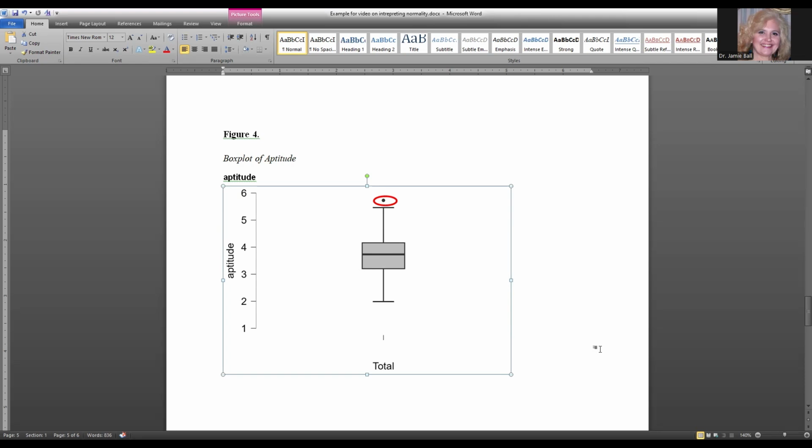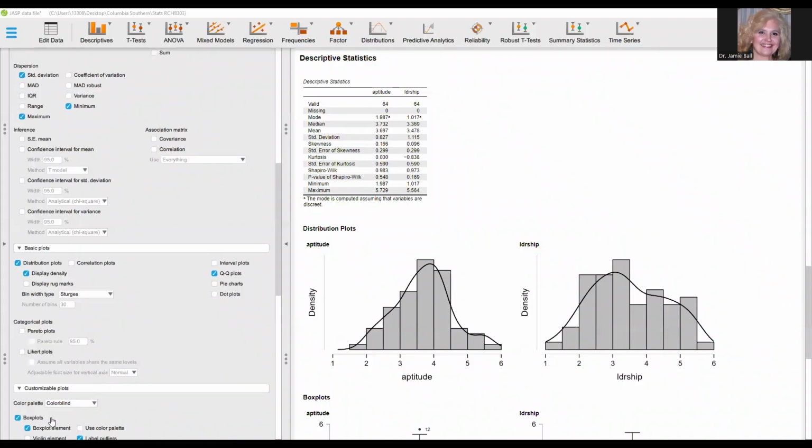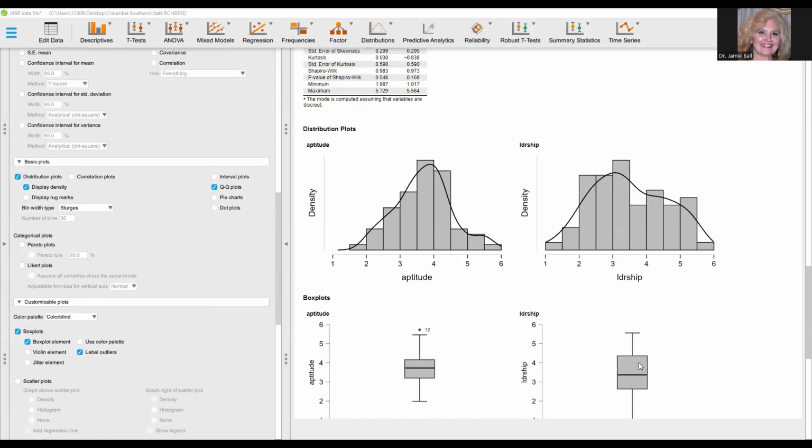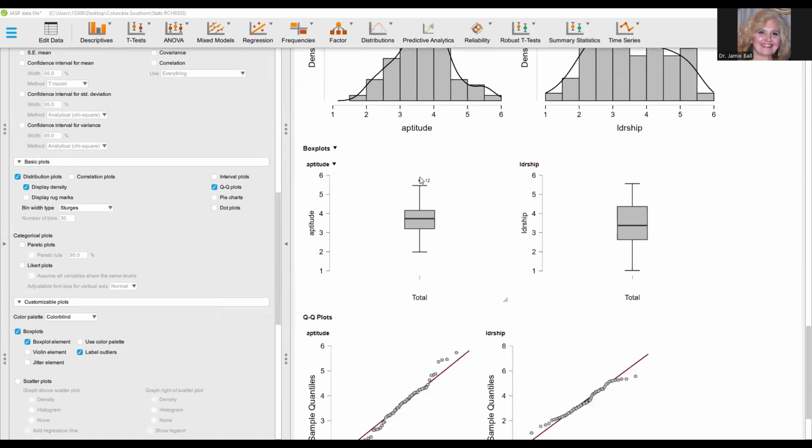But there's one other thing you can do here. We can label our outliers in JASP, so you can go back and look at that case to see if there's an issue. Okay, so I can go back to my box plot and I can hit label outliers. And if there's an outlier, it'll tell me which case number is the problem. Now see, leadership had no outliers, but aptitude had 1, and it was case number 12.